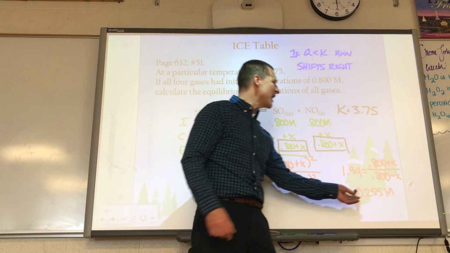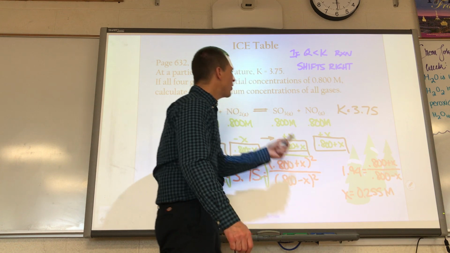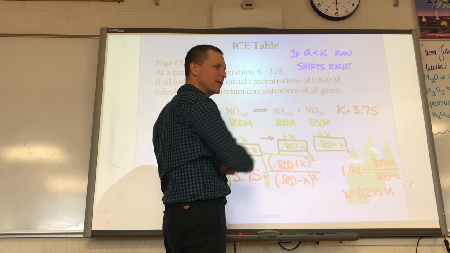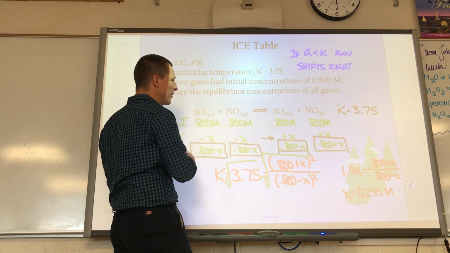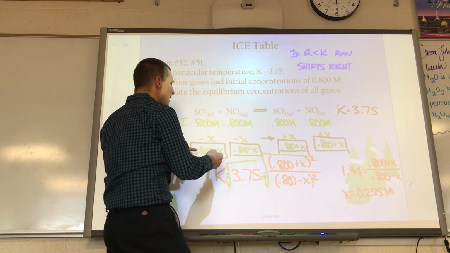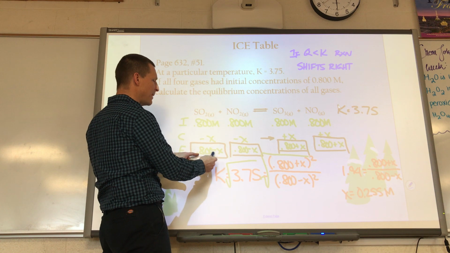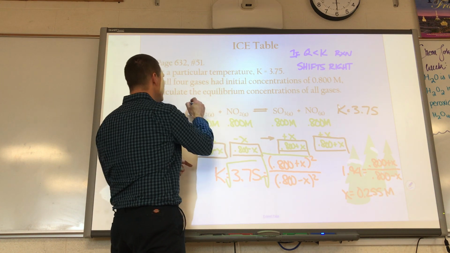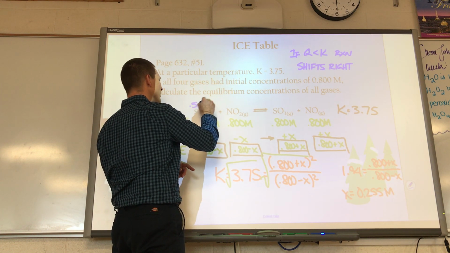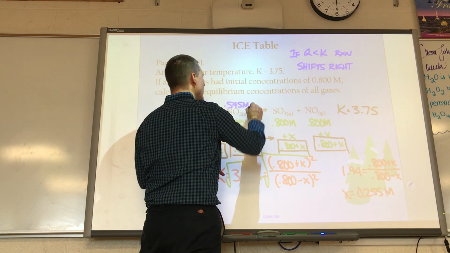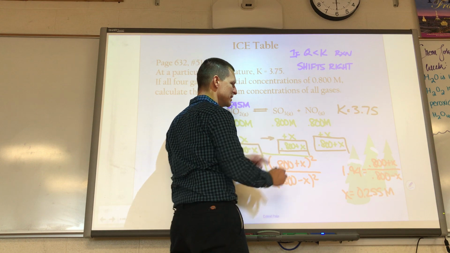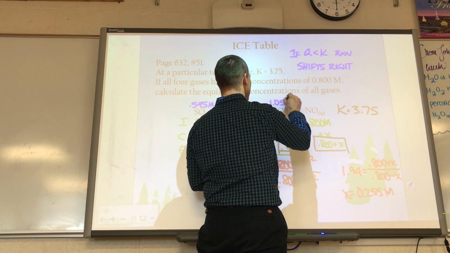Okay, so yeah, you get an x value of 0.255, and now we go ahead and plug it in. The question is, what are all the equilibrium concentrations? I'm just going to go ahead and put the values, so the answers, up above each term in the equation. We do have to do the math here. 0.8 minus 0.255 gives us 0.545 molarity for both of these. And then 0.8 plus x for these, 1.055.